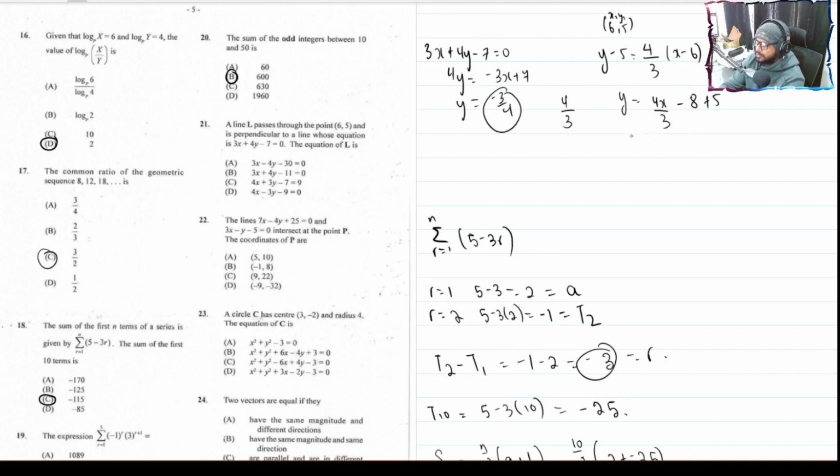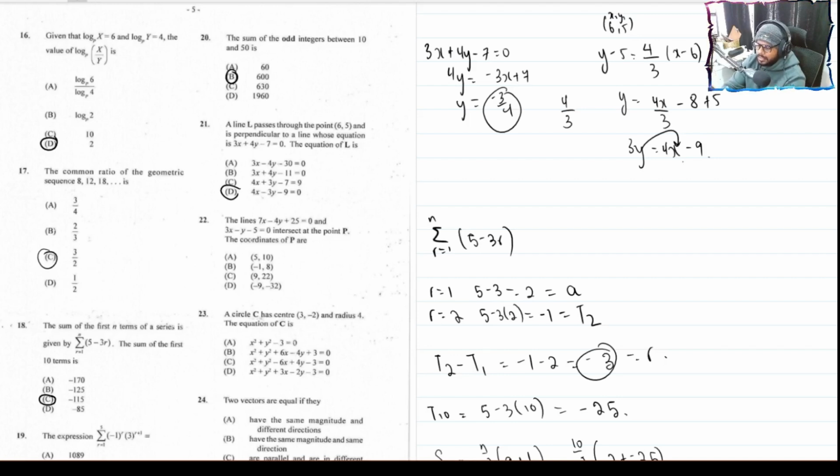Multiply everything by 3. 3y is equal to 4x minus 8 plus 5 is minus 3. Minus 3 multiplied by 3 will give me minus 9. And it's just a matter of rearranging this to suit. So if I move the 3y on this side here, I get 4x minus 3y minus 9. 4x minus 3y minus 9. The answer is D.